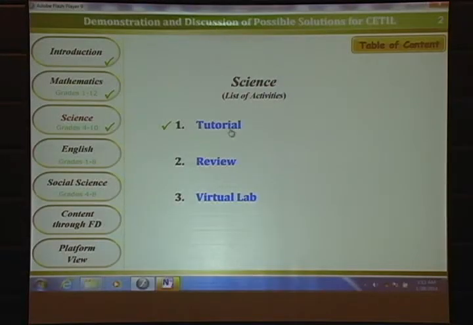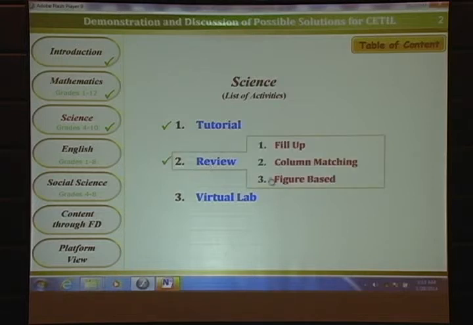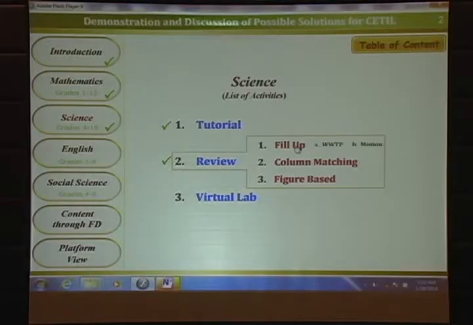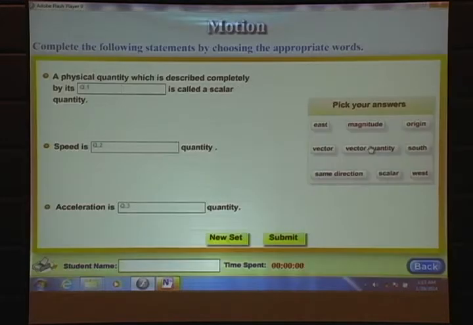Next comes reviews. Teaching and learning side by side as before, or assessment side by side. First of all, physics. Let me pick up the easiest ones for everybody. You're talking of motion, which everybody knows. A physical quantity which is described completely by its magnitude is called a scalar quantity. Speed is a vector quantity. Acceleration is a vector quantity. Remember, this is 6th grade stuff.